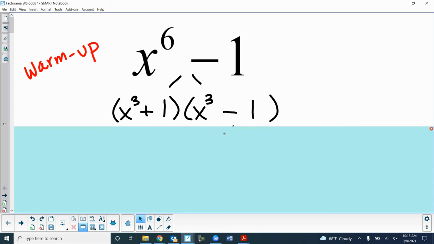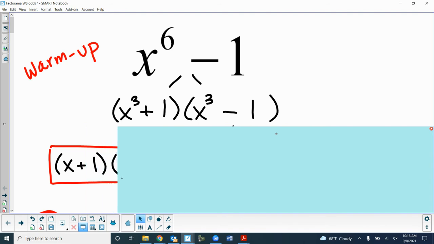So now what do I do for this? Cube root. How many terms will be in the first parenthesis? Two. How many in the second? Three. All right? So what's the cube root of x cubed? X. What's the cube root of 1? Addition or subtraction? Addition. How do I get the trinomial? What do I do? Square x, the first term.